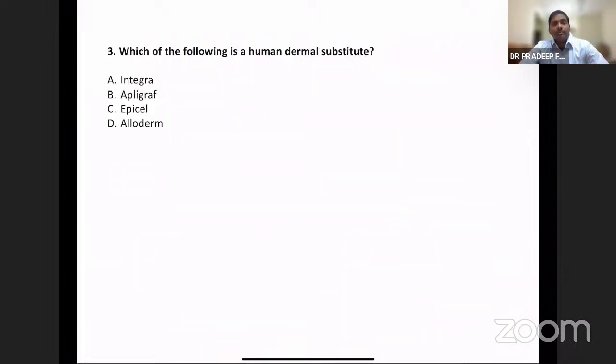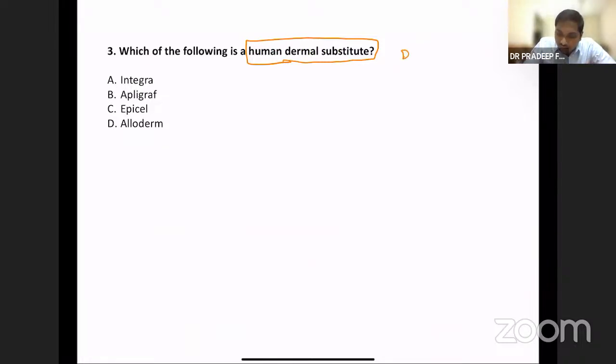Now, moving on to the third question. Which of the following is a human dermal substitute? So what is this dermal substitute? This is the area of interest for the majority of the AIIMS examination. Dermal substitute: that means you should identify why there is a dermal substitute.